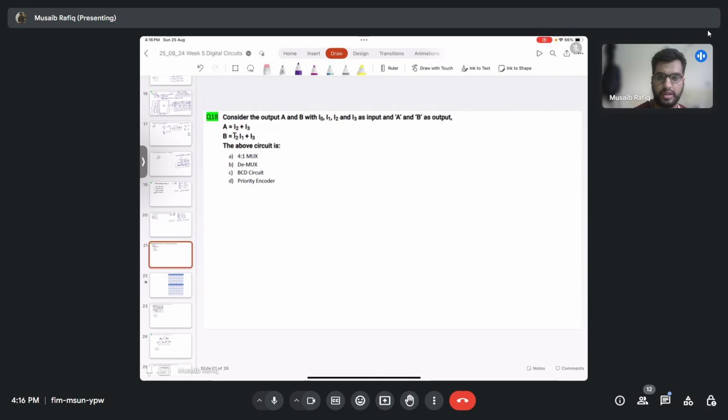Now I have this question. I would like you guys to solve it first. The question states: consider the circuit with I0, I1, I2 and I3 as inputs and A and B as outputs. So you are given four inputs and outputs A and B, and the relation between input and output is A equal to I2 plus I3, B equal to I2 bar I1 plus I3, and you need to find out what is the functionality of the above circuit. Do it.